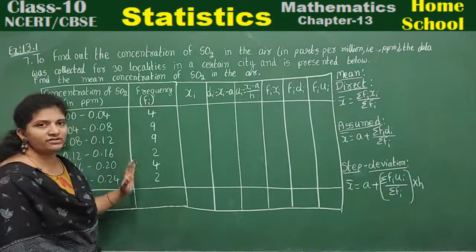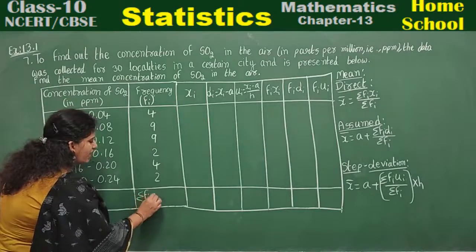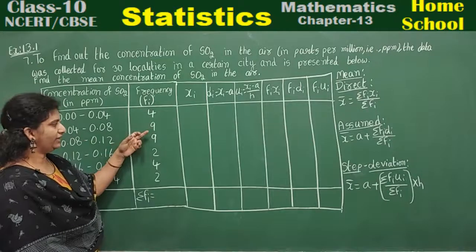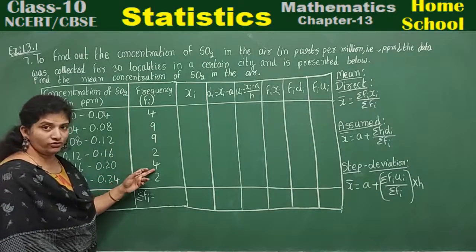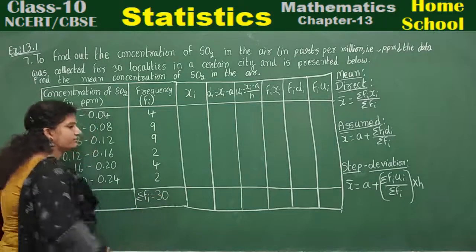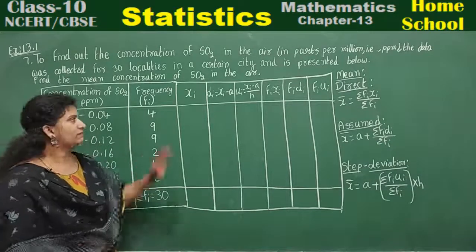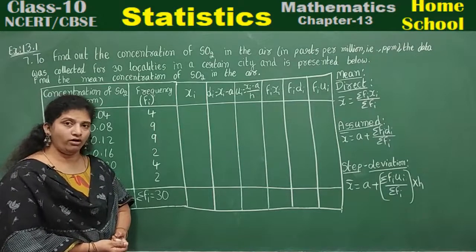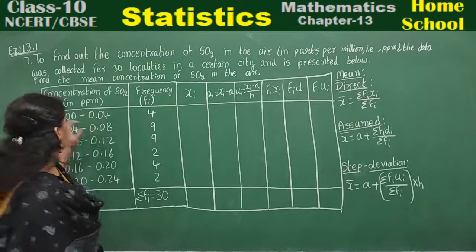We should find the sum of the frequencies, summation Fi. Let's add this. 4 plus 9, 13. 13 plus 9, 22. 22 plus 2, 24. 24 plus 4, 28. 28 plus 2 will be 30. Okay, they have collected this data from 30 places. Xi. What is Xi? Score or class mark. Lower limit plus upper limit by 2.